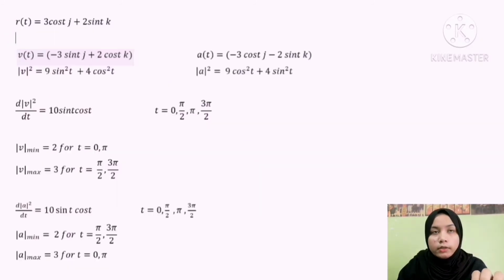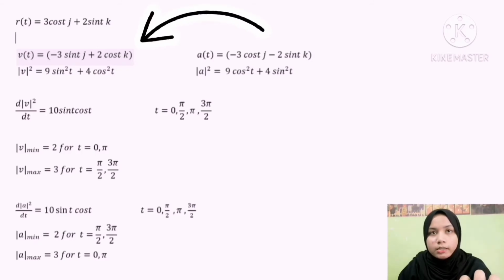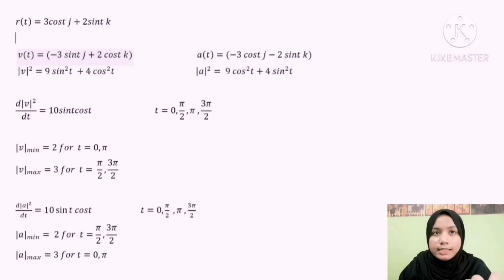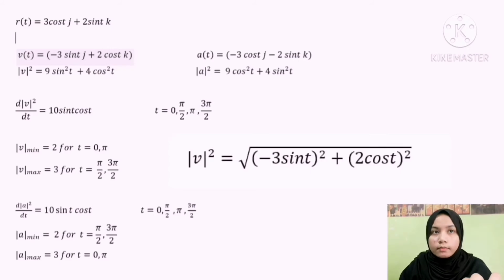r(t) equal 3 cos t j plus 2 sin t k is the expression given. We can get the expression of velocity by taking the derivative of this expression, and we will get negative 3 sin t j plus 2 cos t k. For acceleration, we take the derivative of velocity and we will get this, negative 3 cos t j minus 2 sin t k.